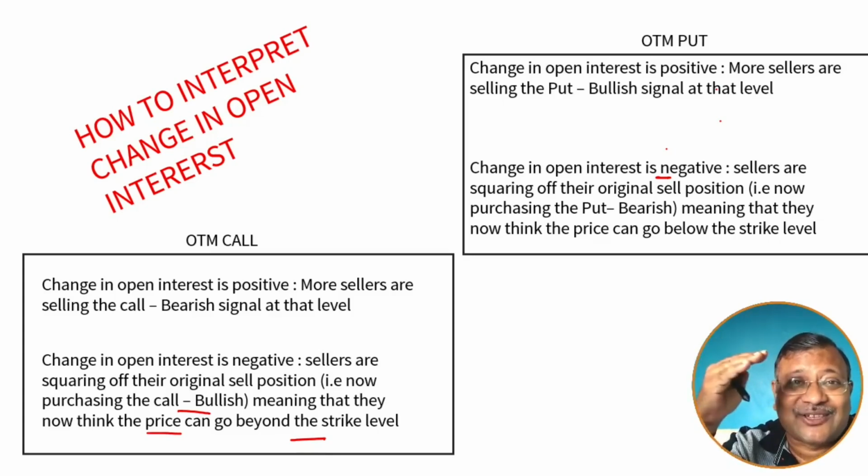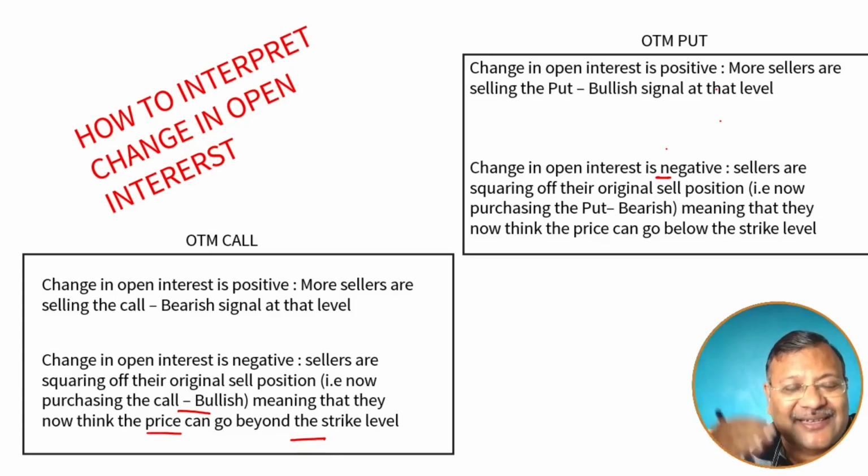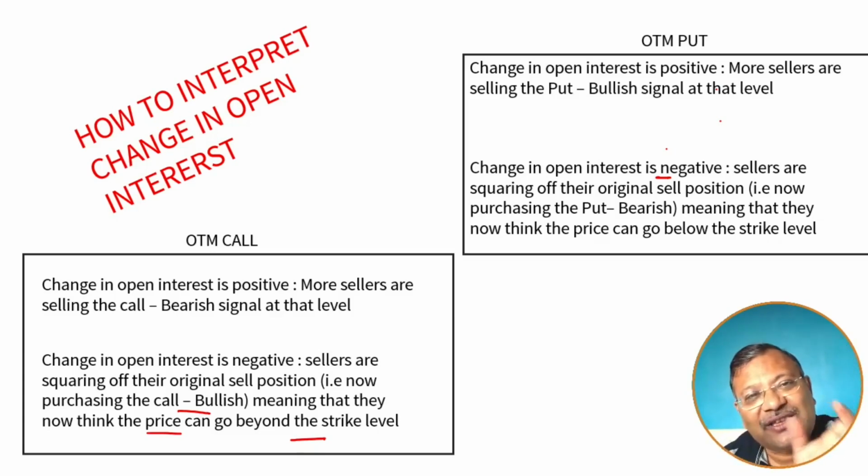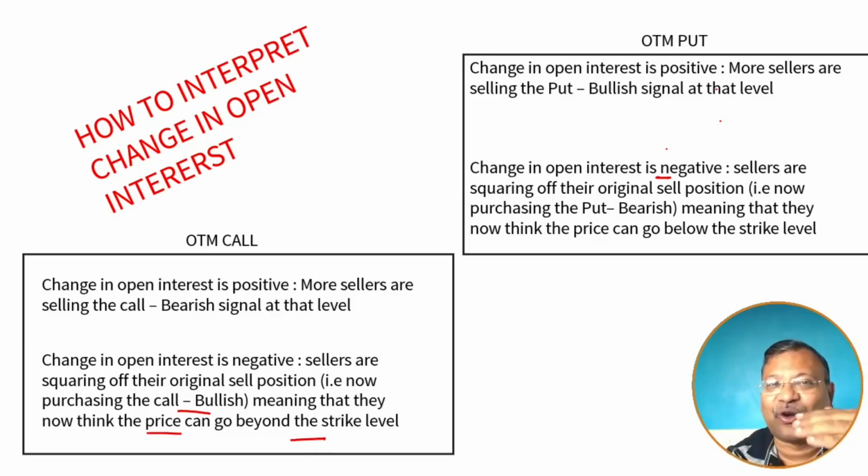Originally, the sellers of the put thought that the price would not go below this point. Now they are changing their view and saying that the price may go below the strike level, right? So this definitely gives us a bearish indication. In other words, a change in open interest indicates the shift or movement in the support and resistance level. That means the support and the resistance level are moving from their original position to a new level.